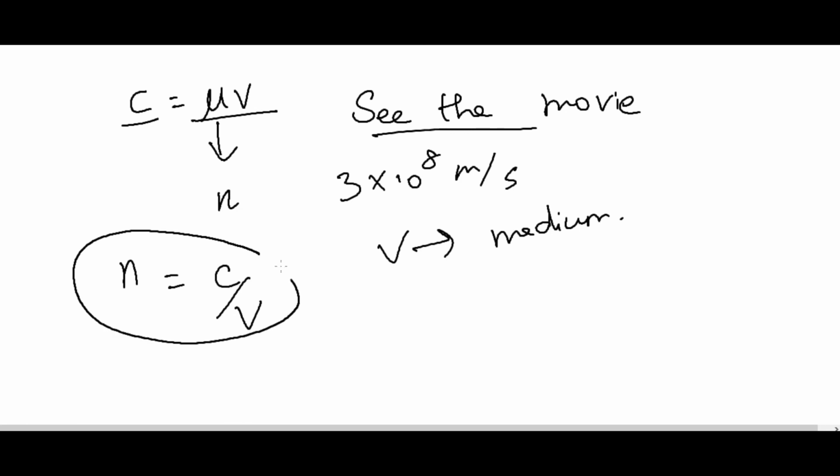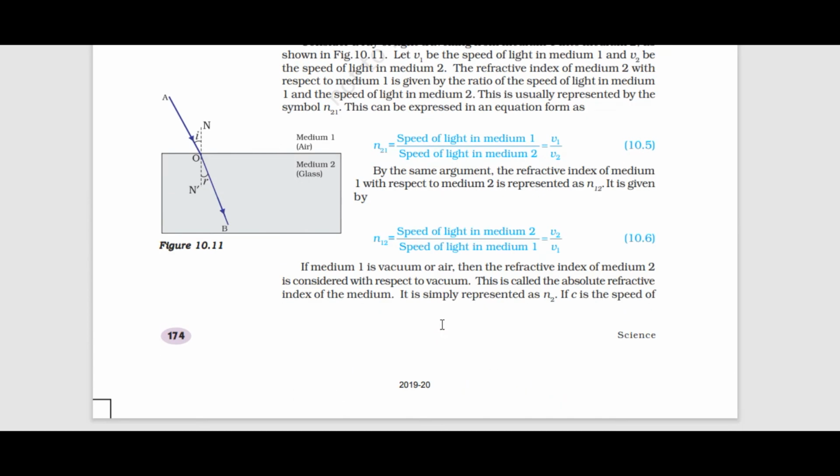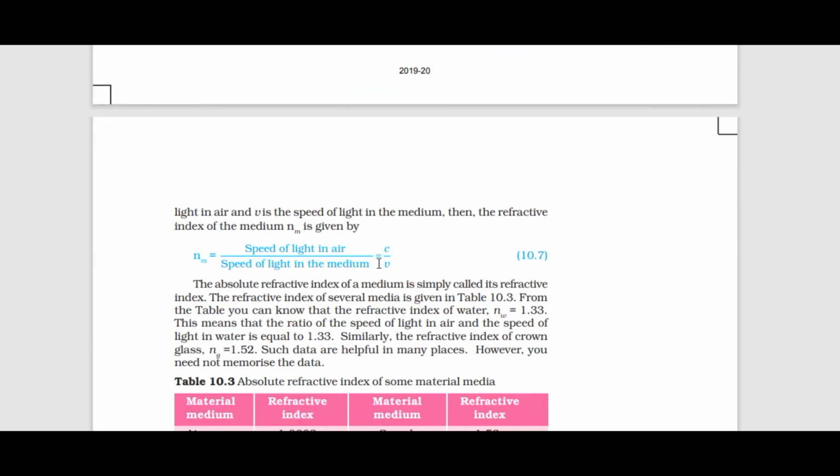This formula also you can see in your textbook. I will show you that also. Now can you see the velocity representation? I gave you all the tricks to remember this. And you can see it is the refractive index formula in terms of the speed of light in air and speed of light in the medium. Okay.